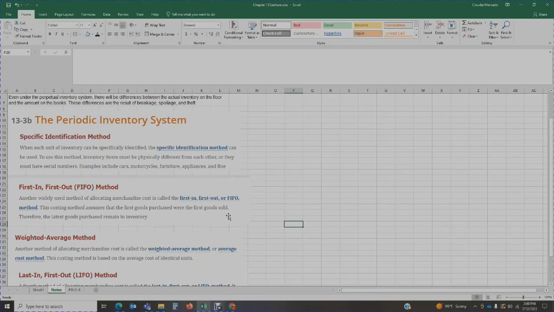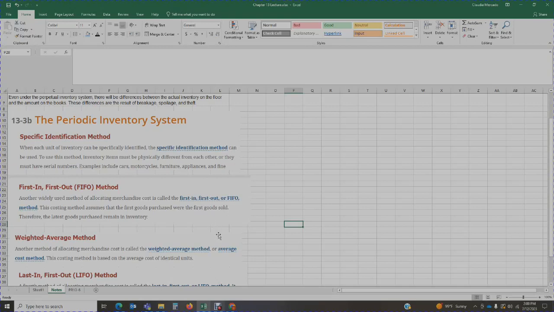Okay, the first one we have is the specific identification method. For the specific identification method, this method is used for inventory items that are physically different from each other or that have some sort of a serial number. We need to be able to differentiate each of the items. Okay, some examples include cars, motorcycles, furniture, appliances, or fine jewelry. Okay, so it has to have an identifiable number or be very different from one to the next.